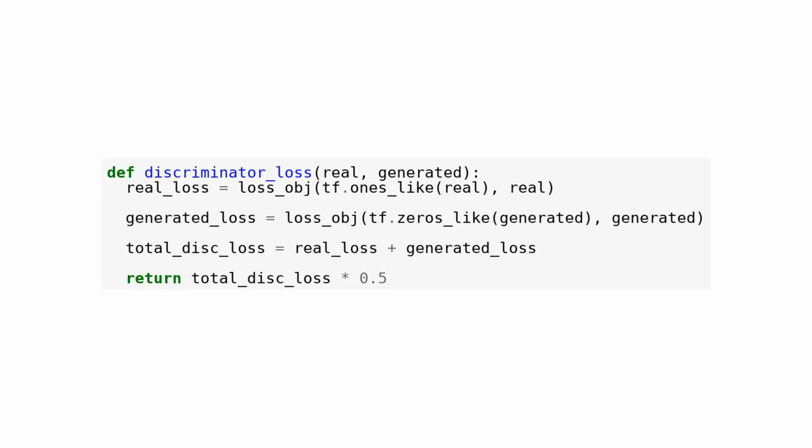Similarly, we calculate the loss for generated images by comparing the discriminator's output to an array of zeros, since we want the discriminator to correctly identify generated images as fake. Next, we sum these two losses to get the total discriminator loss. To keep the loss scaled appropriately, we multiply this total by 0.5. This averaging helps maintain balanced training between the generator and discriminator. The function then returns this final loss value, which guides the training of the discriminator to better distinguish between real and generated images.